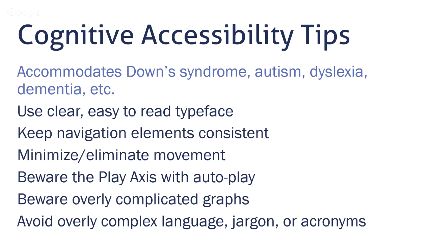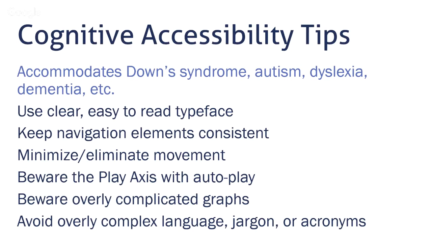There we go. Okay, so we want to minimize movement. This includes, and I use it all the time, the play axis. The play axis is not inherently bad. The play axis with autoplay, where it rotates through values on a set time frame, like let's change this value every 3 seconds. That's what's really hard for people.